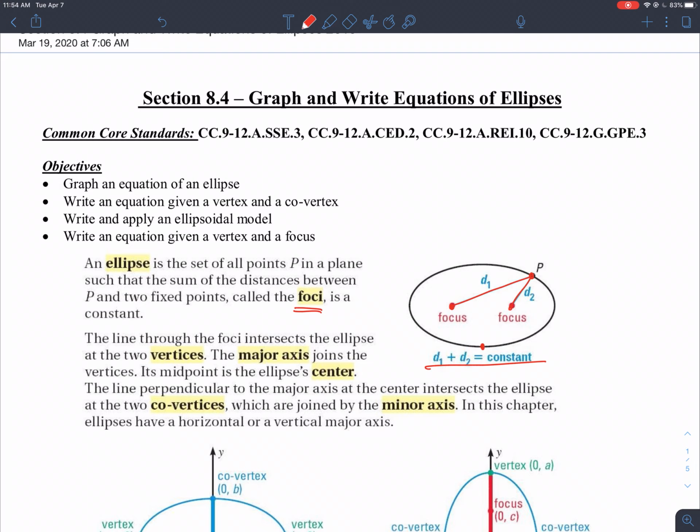Okay, and then the line perpendicular to the major axis. So let me use yet a different color. This line right here is called the minor axis. It's perpendicular to the major axis, and where that axis touches the ellipse, those two points are called the co-vertices. Okay, so that's the definition there.